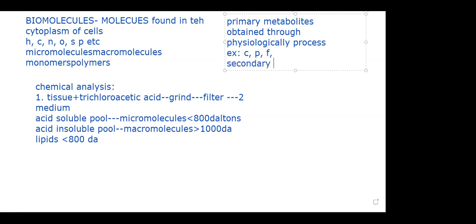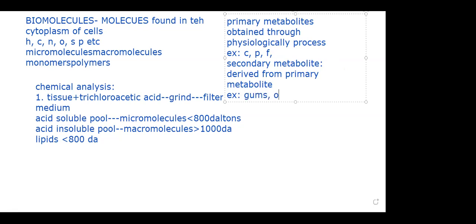Secondary metabolites are those which are derived from primary metabolites. Examples include gums, oils, resins, rubber, drugs, etc.